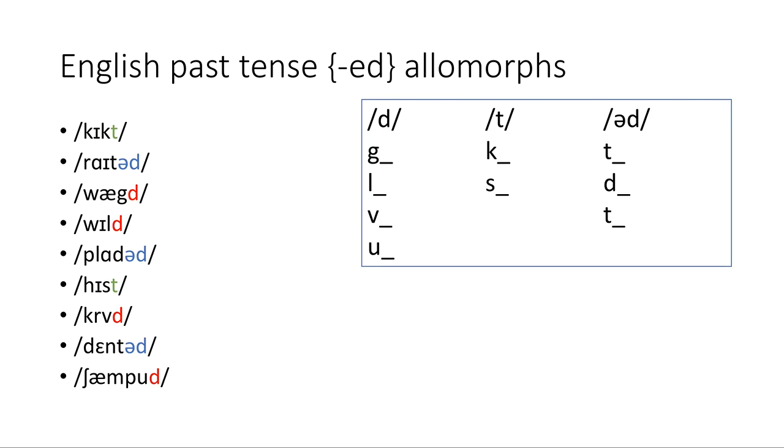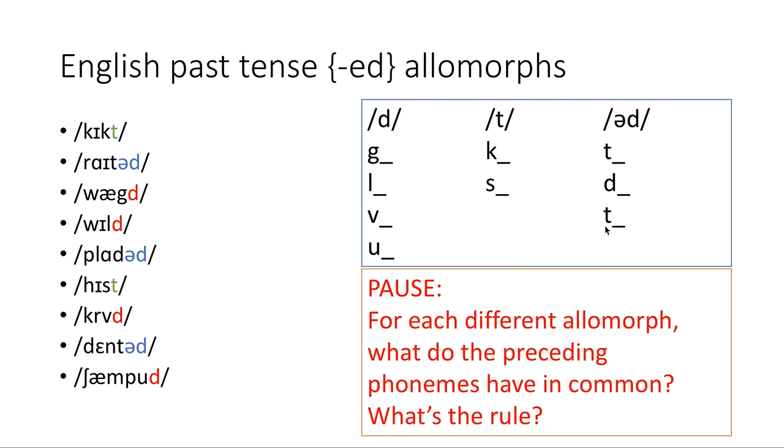You should have come up with this, not necessarily in this order, but we have g, l, v, u, k, s, t, d, t. And I ask you again, take a pause, see if you can solve this puzzle. For each of these different allomorphs, for each column, what do the phonemes that come before the allomorph have in common? And so, therefore, what is the rule that predicts when one allomorph occurs versus another?